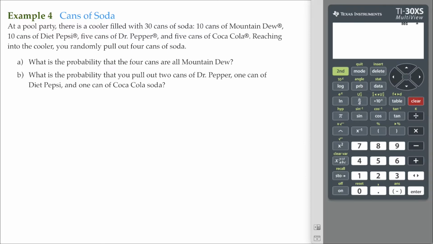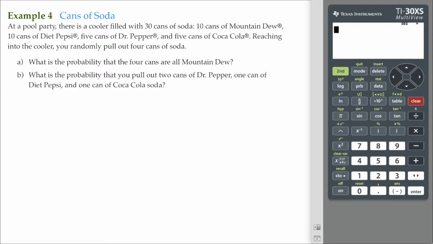So for this example, we will continue determining our probabilities. This is kind of a fun example. It says, at a pool party, there is a cooler filled with 30 cans of soda: 10 cans of Mountain Dew, 10 cans of Diet Pepsi, 5 cans of Dr Pepper, and 5 cans of Coca-Cola. Reaching into the cooler, you randomly pull out 4 cans of soda. And then we have these two questions here.